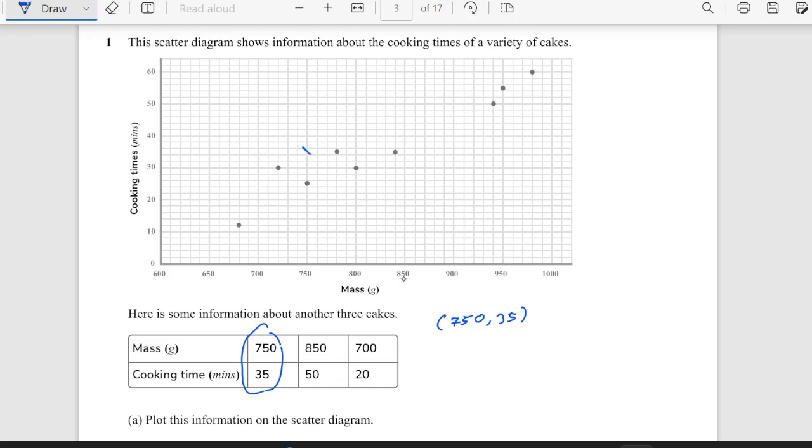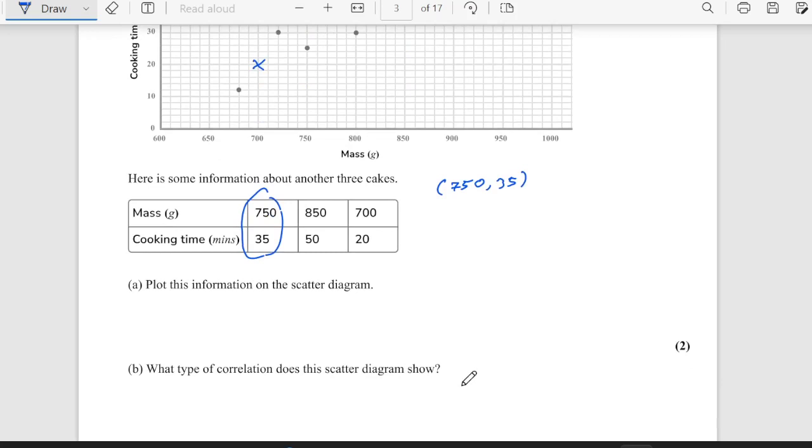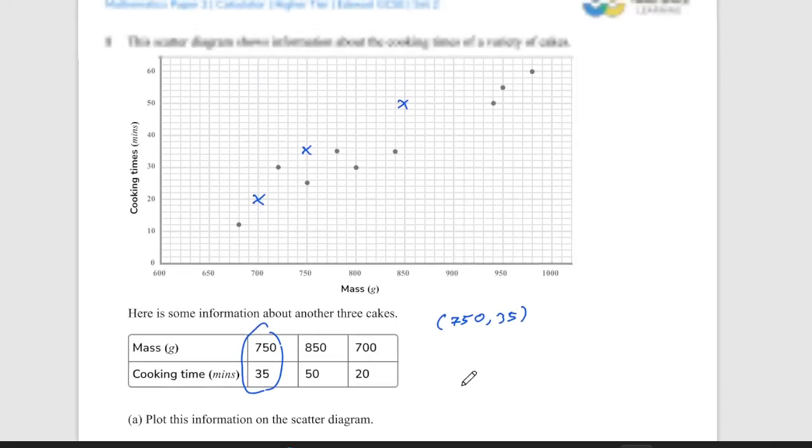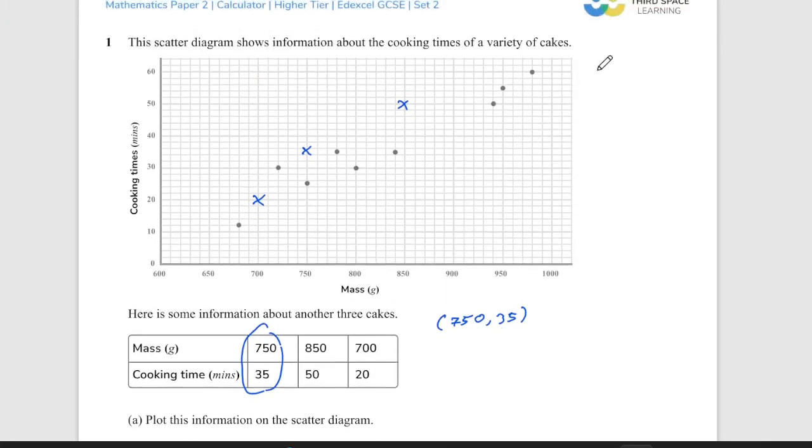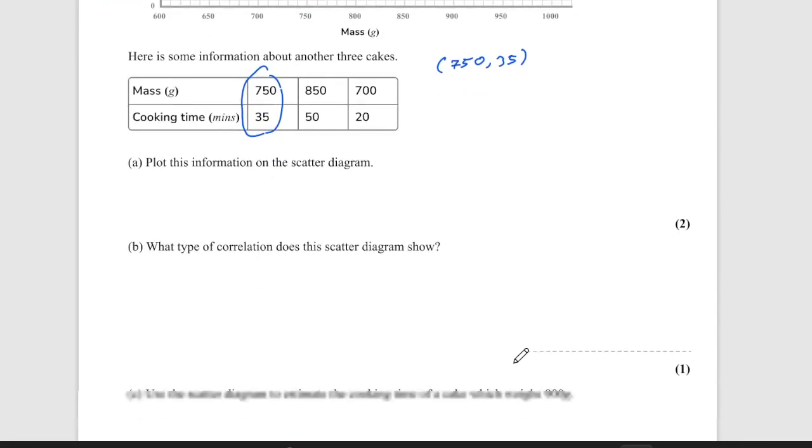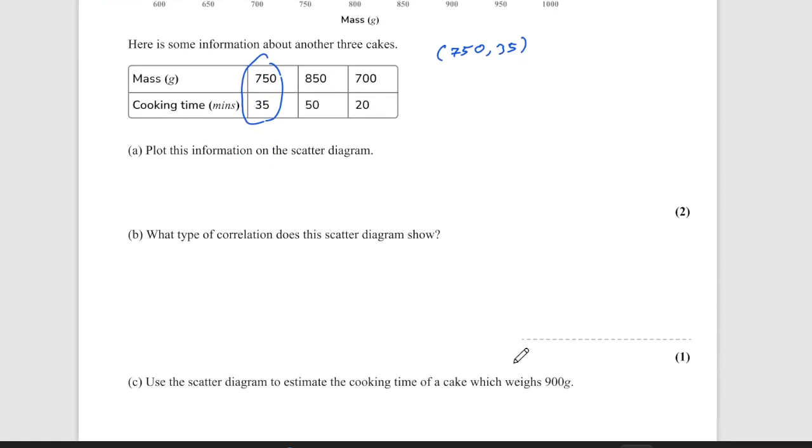So we're looking at the first cross there. Next one is 850 and 50, so I'm going for a cross here. And then the third one is for 720. Okay, there we go. What type of correlation does this graph show? Well, it's going up. It's a positive gradient, so it's going to have a positive correlation.